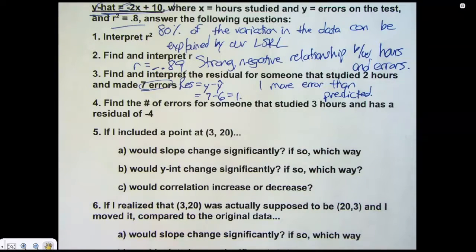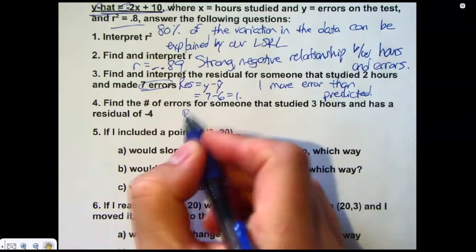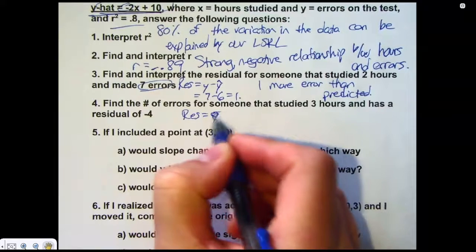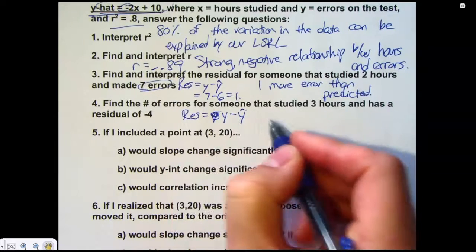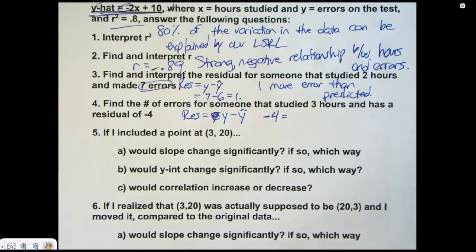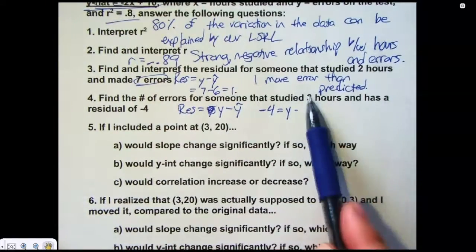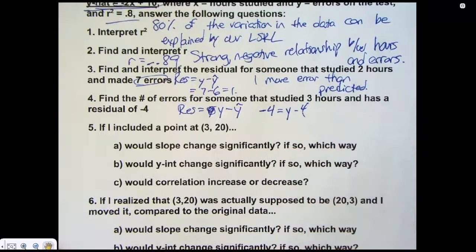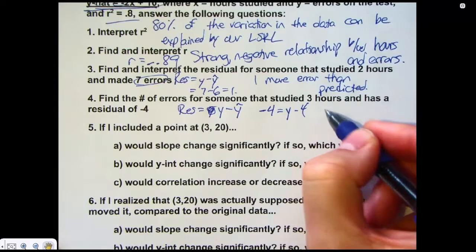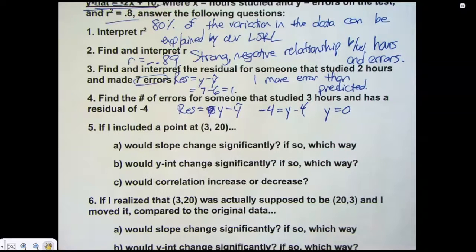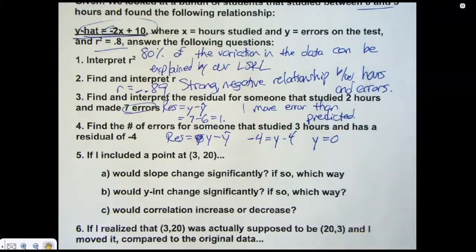Find the number of errors. So now we're going a little bit backwards. So the residual equals y minus y hat. But I'm telling you the residual is negative 4. And I'm looking for the number of errors. So I'm looking for the actual. And then I can find y hat by plugging in. So if I plug in 3, I get 4. And then if I add 4 to both sides, I'll actually get 0. How many had 0 there? Good. Questions on the first 4, let's say. Just stop there.